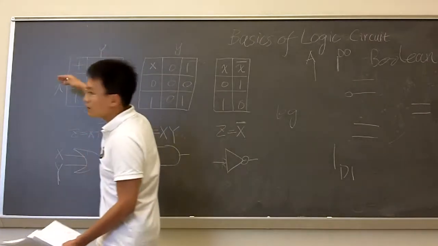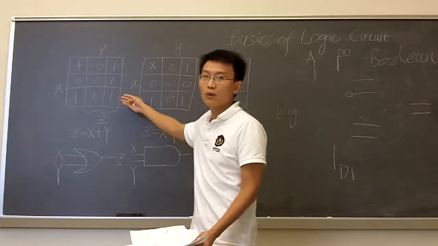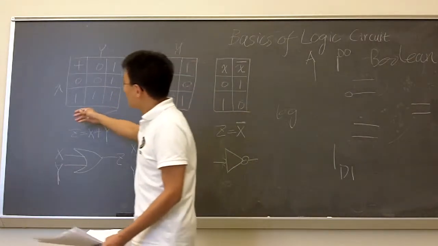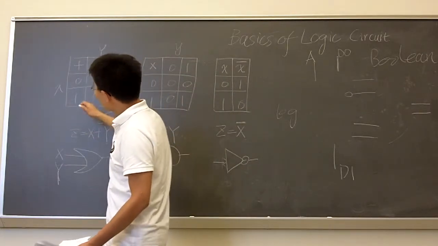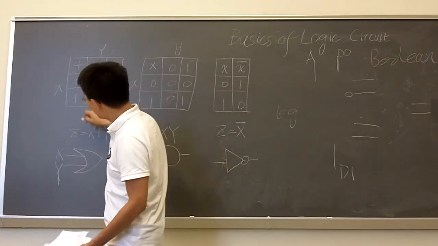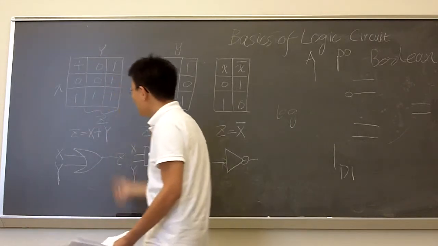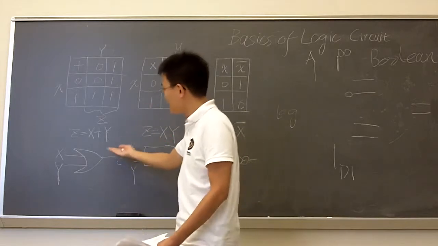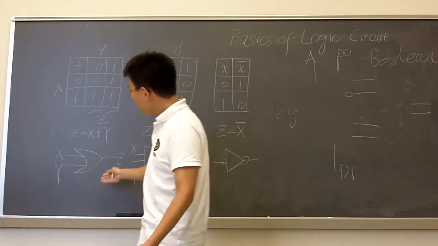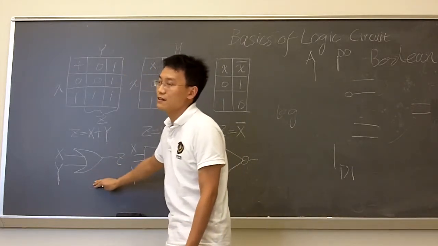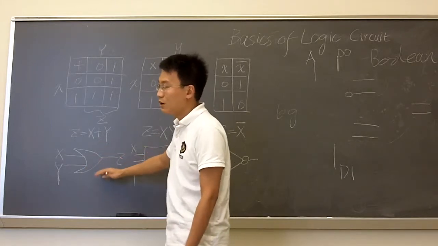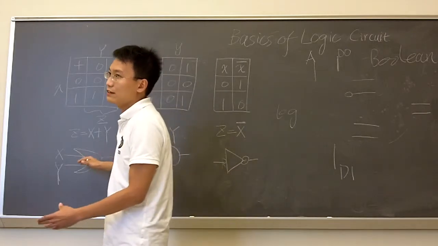There are three representations of the operations. The first is a table, which we call a truth table. The truth table straightforwardly shows the relation between input and output. The second is called the Boolean equation. And the third is a device. This is not a concept. We call it the logic gate.